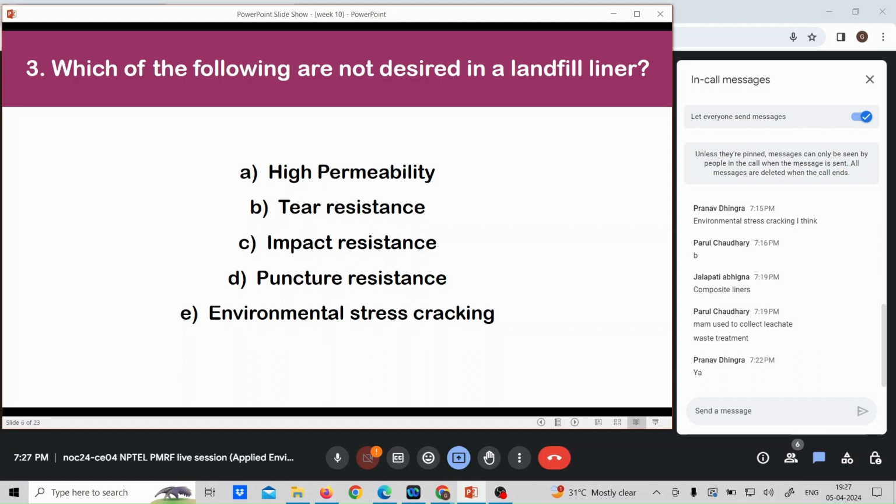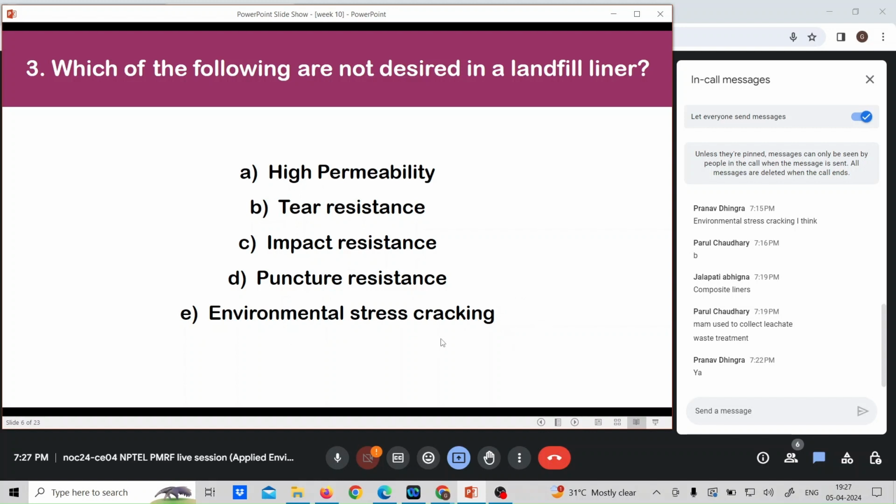So that liner should be puncture resistant. But as you have rightly mentioned, environmental stress cracking should not happen. It should be environmental stress cracking resistant. So here the missing word is resistance or resistant.